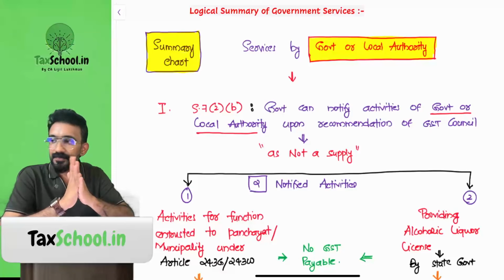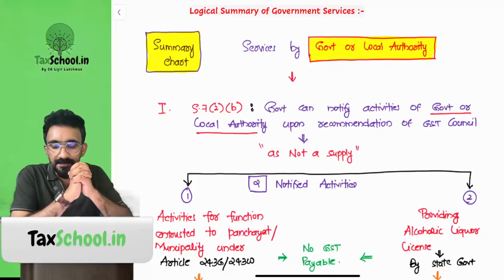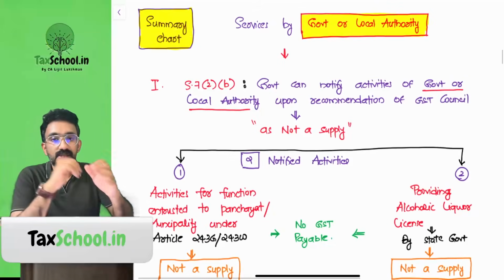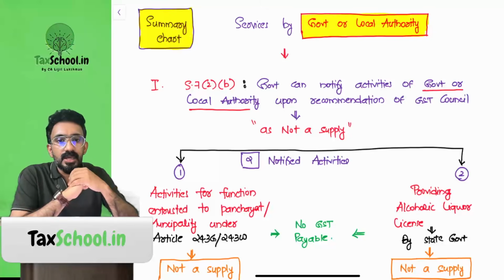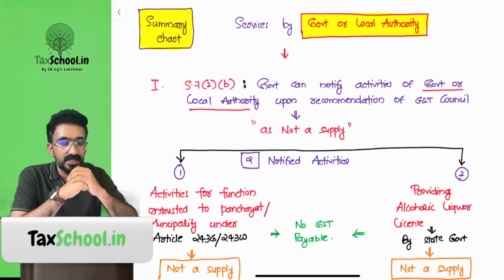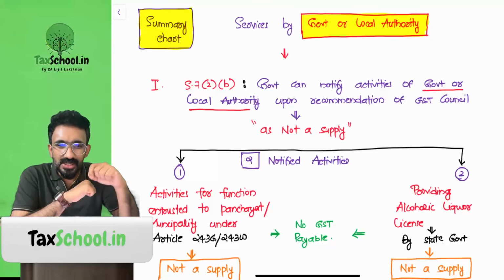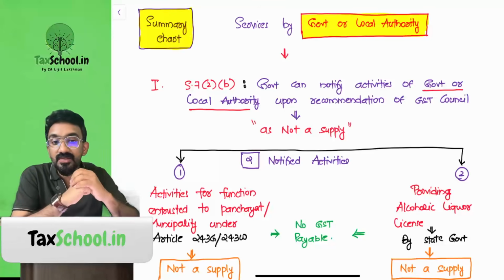If you look at the starting discussion of government and local authority, it should ideally be from section 7, that is from the supply chapter. The supply chapter already has an area that is discussed and structured. What is that area? Services by government or local authority can be a supply and, in some cases, not a supply. When the government or local authority is providing services, sometimes it's not even treated as a supply.